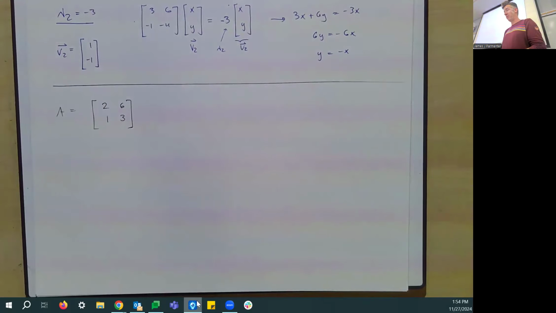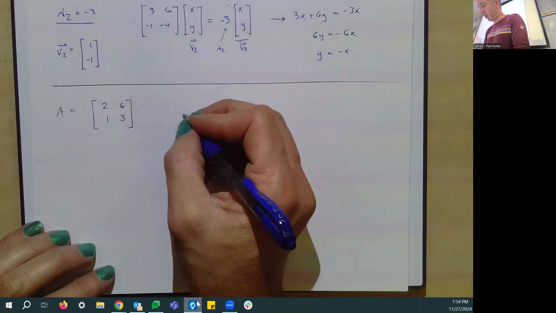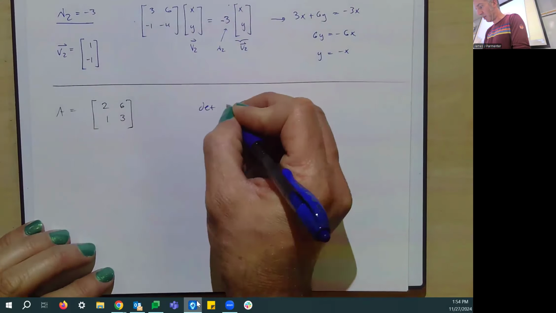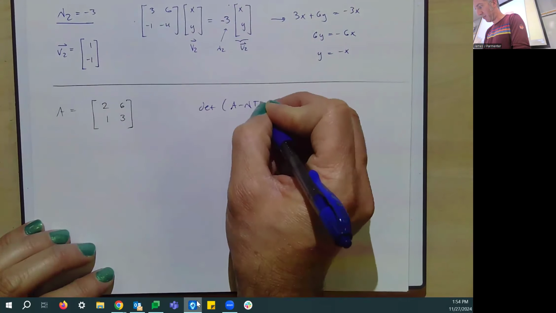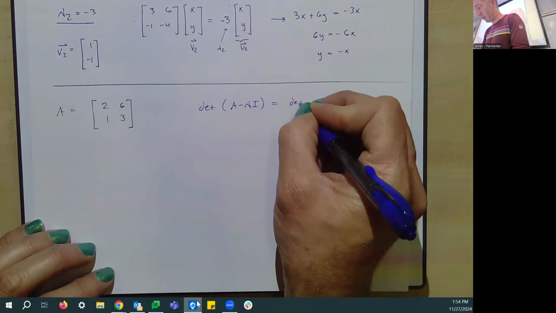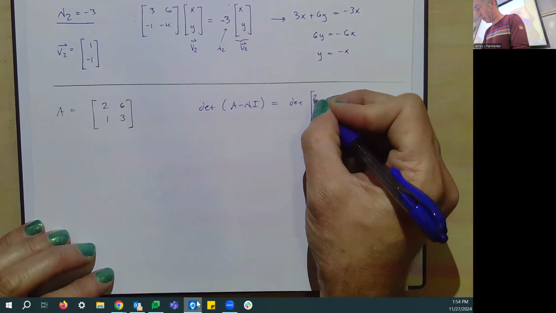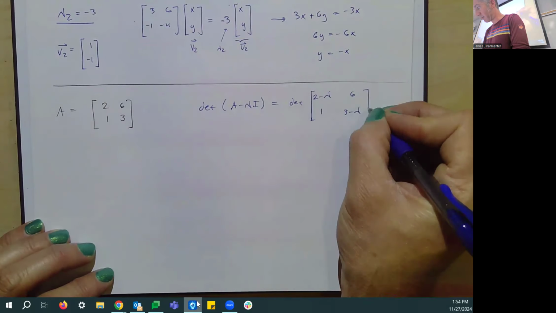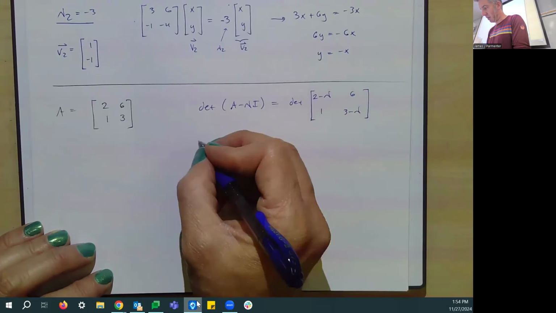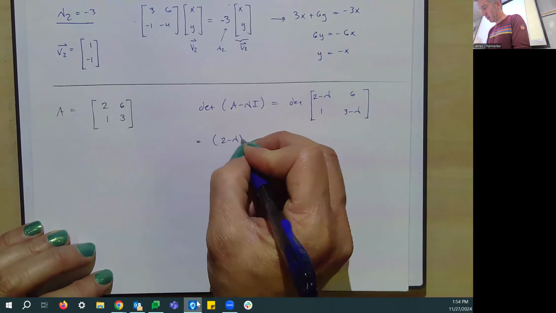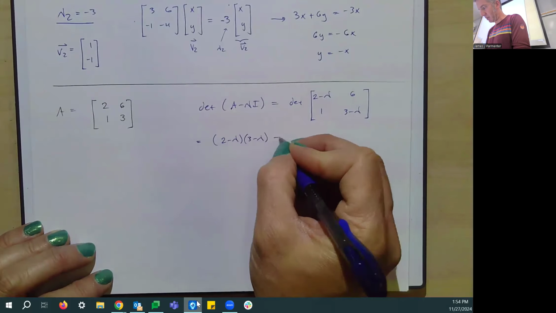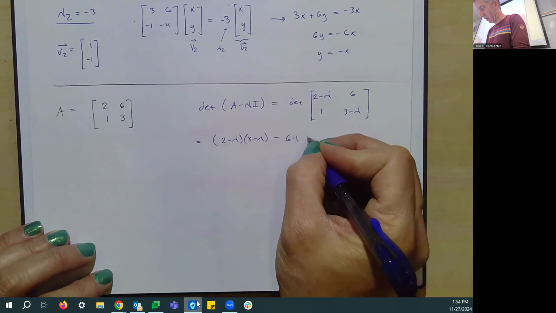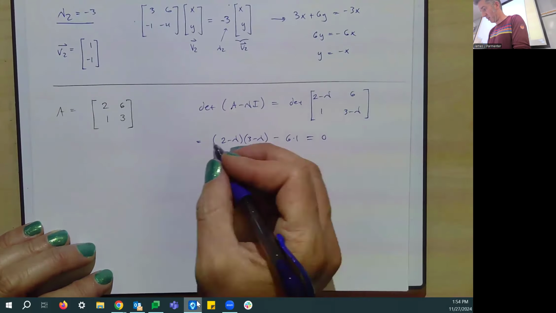So I'm going to do this relatively quickly here. I'm going to go straight to defining the determinant of A minus lambda I. Here's the fast way: I'm just doing 2 minus lambda, 6, 1, 3 minus lambda. Find the determinant. It's going to be 2 minus lambda times 3 minus lambda, minus 6 times 1, which is going to end up being equal to 0.